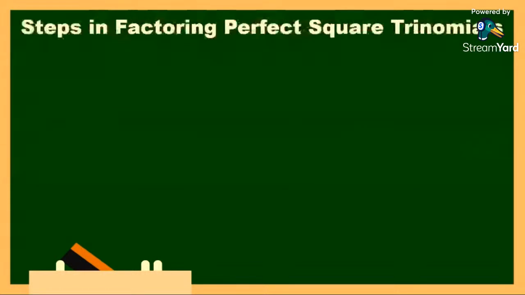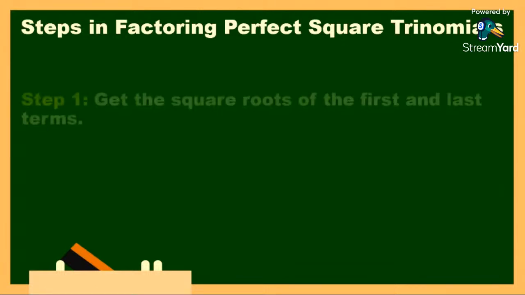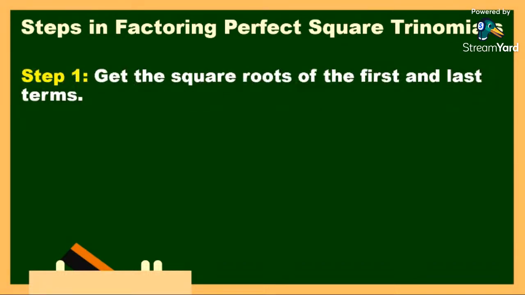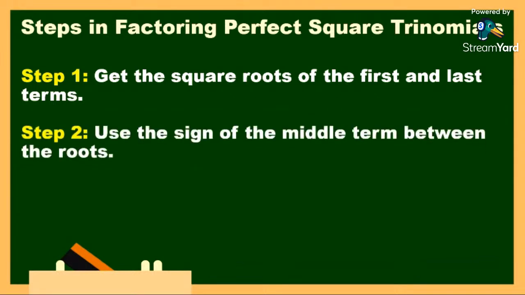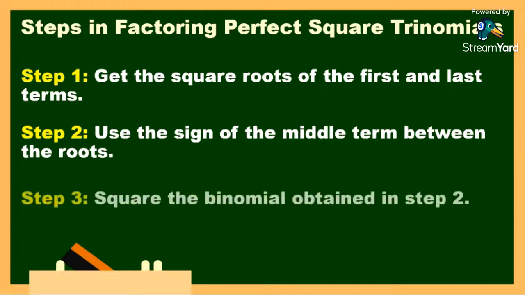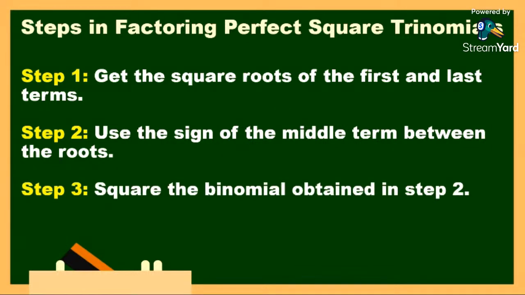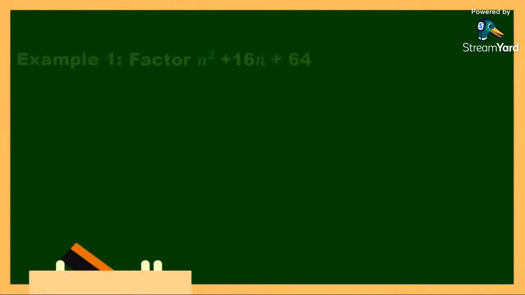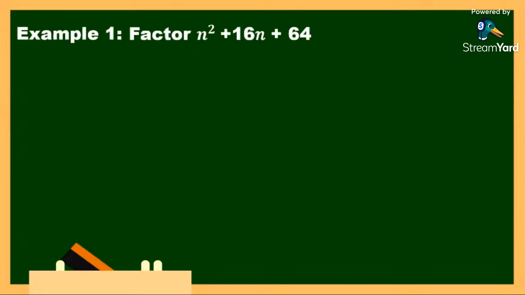These are the steps in factoring perfect square trinomials. Step 1. Get the square roots of the first and last term. Step 2. Use the sign of the middle term between the roots. Step 3. Square the binomial obtained in step 2. Let us have an example. Factor n squared plus 16n plus 64.